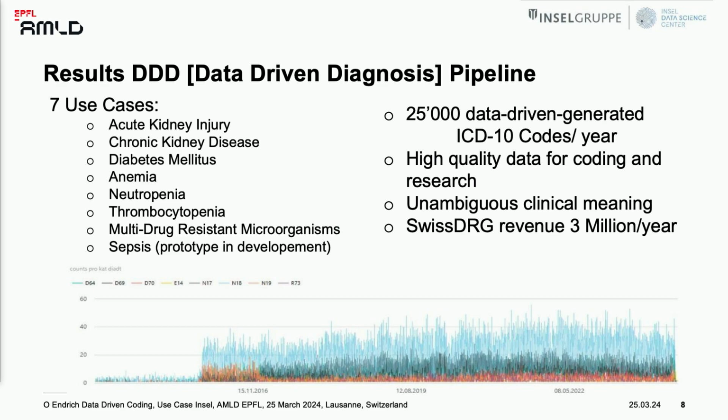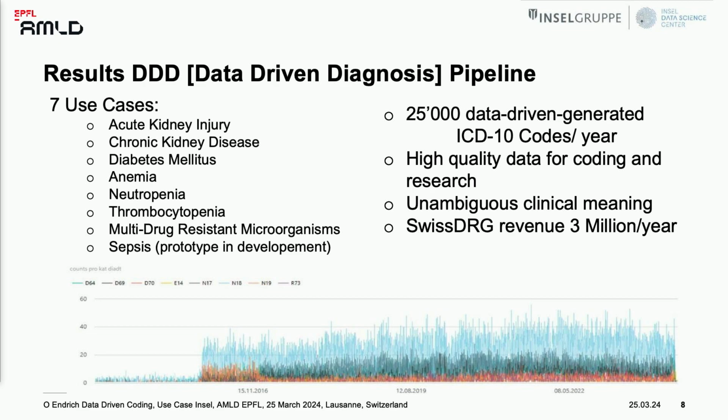So now the results. After 5 years of running the system, you can see we started in 2019. We have also back calculated 3 years of data. So this short line on the left is actually our baseline. This is the starting point. And now we have 7 use cases for acute kidney injury, chronic kidney disease, diabetes, anemia, neutropenia, thrombocytopenia, multi-drug-resistant microorganisms, and now sepsis in prototyping.